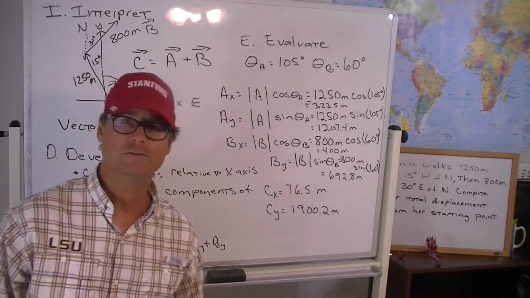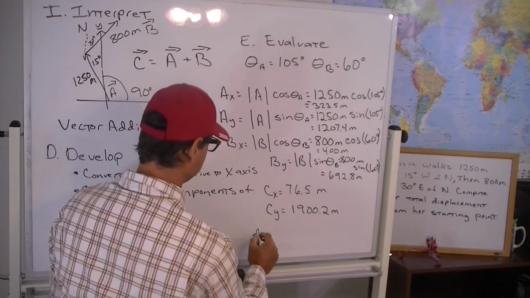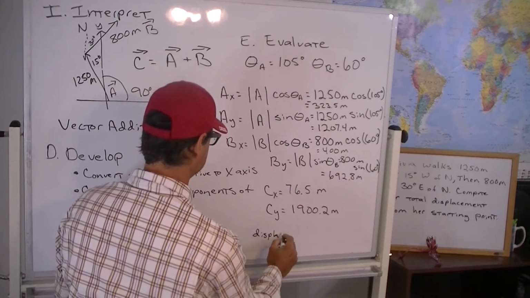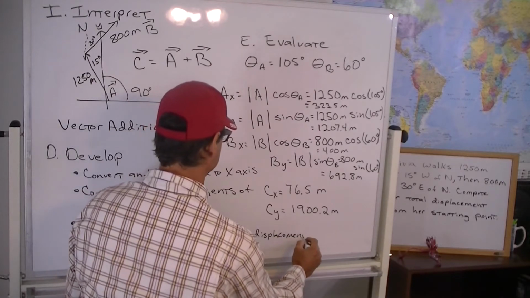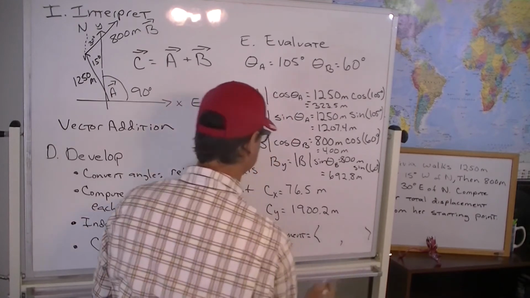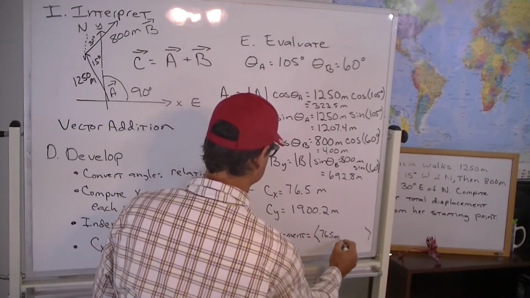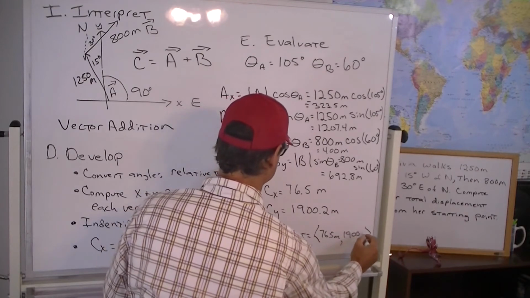If it just asks for the displacement, this is the displacement vector. And there are different vector formats. Sometimes you put them in brackets and you put a comma in between. And so this would be 76.5 meters and 1900 meters.